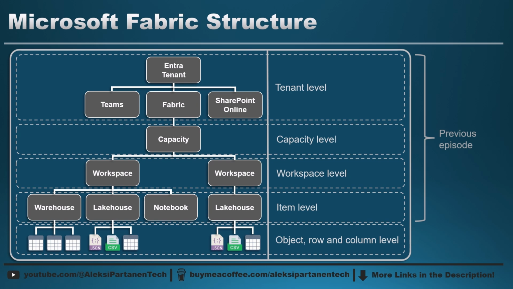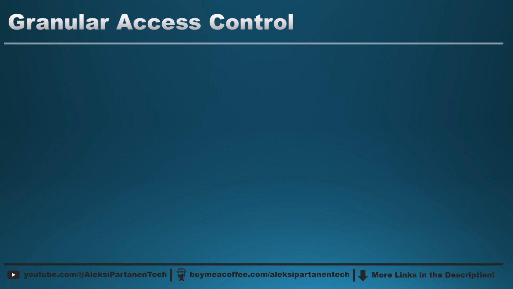So the focus of this episode is going to be the most granular level of access that happens inside Microsoft Fabric items, meaning data stores like lakehouses and warehouses. This granular access control means giving access on object, row, and column level. Alright, so now let's talk about this granular access control in more detail.